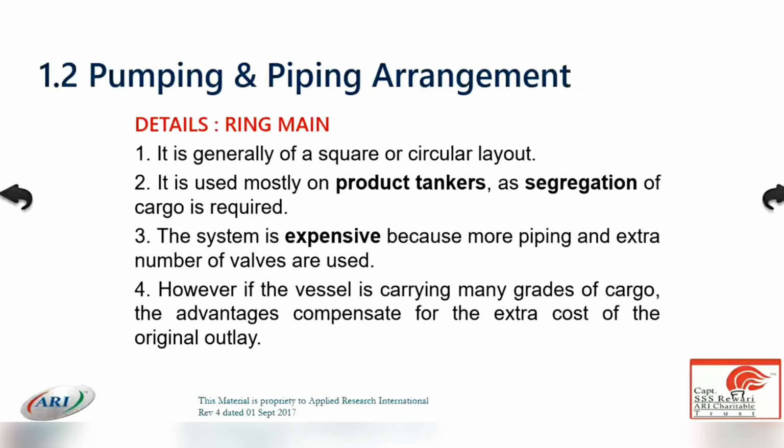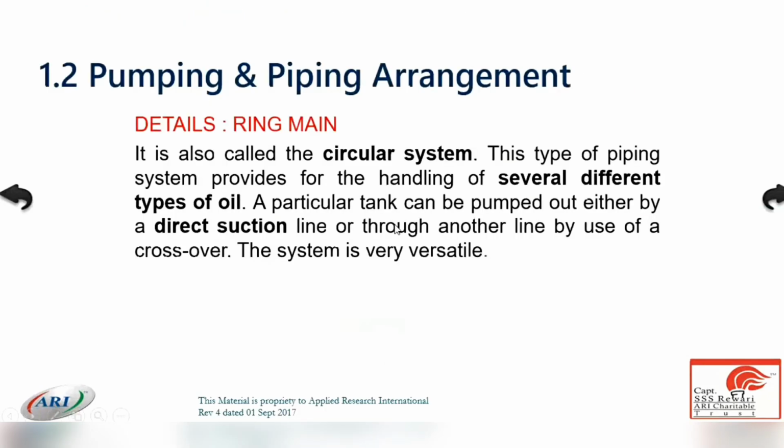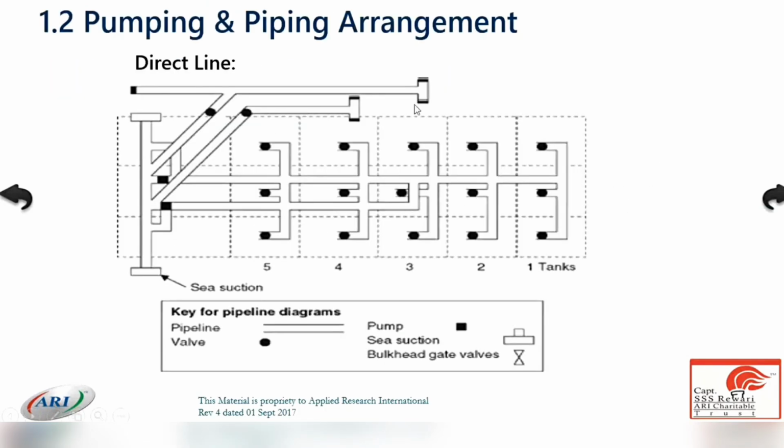Third system of the pipeline is very rare, that is called free flow method. It's used on a very large crude carrier only, or mainly on a storage tanker. Not so common. Low building cost, less maintenance. What happens in this? Why is it called free flow? If you look at this diagram, I can explain it in a proper way using this diagram.